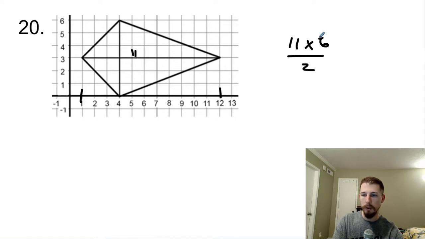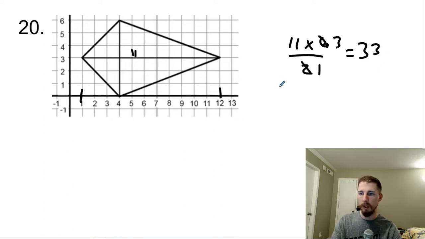You can actually reduce this if you want to do it in your head, that's going to be equal to 3. And this is 1 on the bottom. So I can now do it in my head pretty easily. So 11 times 3 is going to be equal to 33. And that should be one of your answers on the side. So you can cross it out.